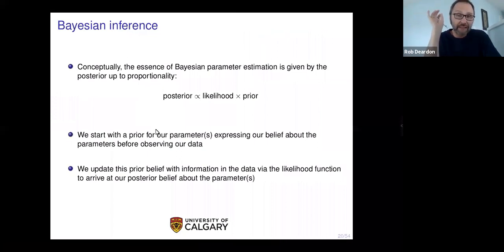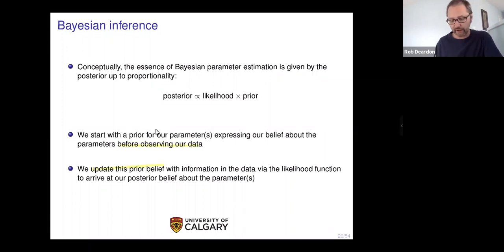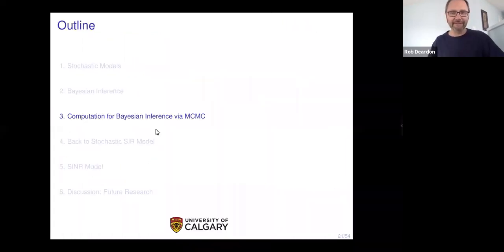So conceptually, the essence of the Bayesian approach to parameter estimation, and I'm ignoring things like goodness of fit and model comparison, I'm just thinking about the estimation for now, is that the posterior is proportional to the likelihood times the prior. The normalization constant's just there to ensure our posterior is a density. But this is where the action is for estimation. So conceptually, we're starting with a prior for our parameters, expressing our belief about the parameters before we've observed our data. We then update that belief with the information in the data via the likelihood to get to the posterior. Okay, everyone's still with me?